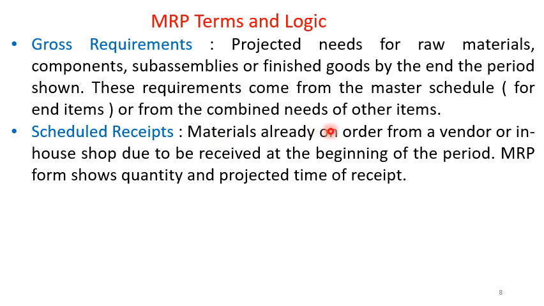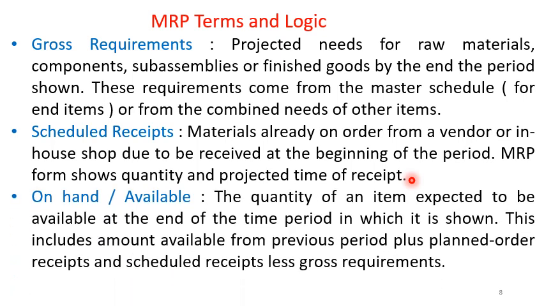So these are materials already on order from a vendor or in-house shop, due to be received at the beginning of the period. The MRP form shows the quantity and projected time of receipt. So there will be an agreement between you, the purchaser, and the supplier. You will specify the quantity, and the time of receipt will be mutually discussed between both of you, along with the credit policy. The projected time will also be known and mentioned in the MRP document or form.